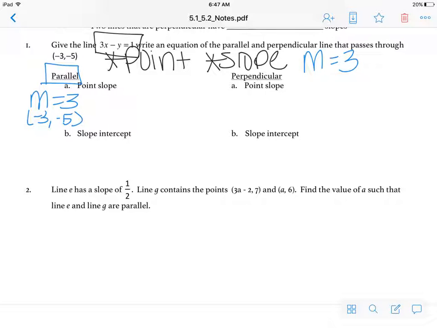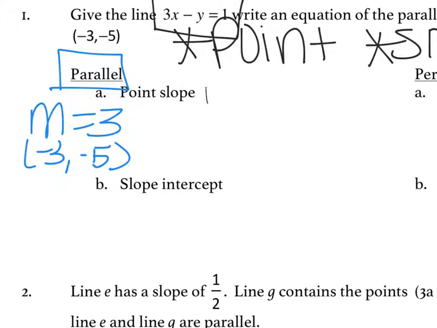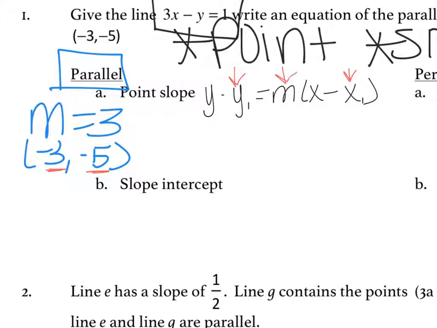So I'm going to write it in point slope form. Remember, point slope is y minus y1 equals m times x minus x1. And you're only replacing three things. You're replacing the y1 with the y coordinate of your point, x1 with the x coordinate of your point, and then m with your slope. So you're going to have y minus y1, which is -5, equals your slope times x minus the x coordinate of the point that this line goes through.